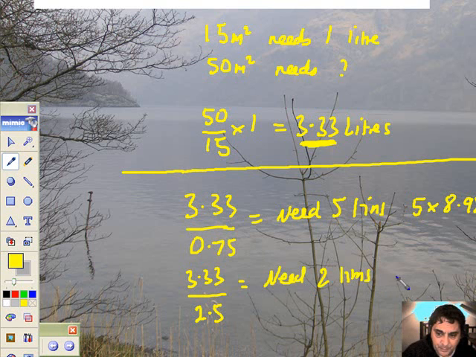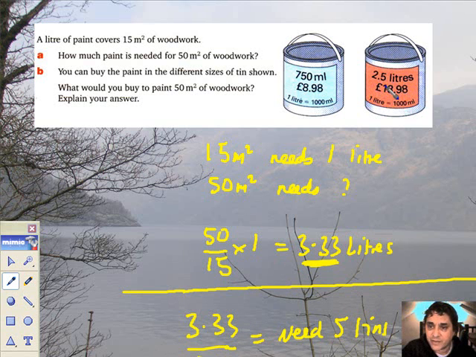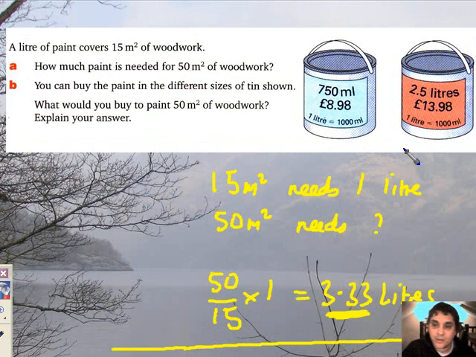I need 2 tins of the big one, so therefore, that's the phone, I have to ignore that, I've got 2 lots of £13.98. I better put it down here because I'm probably down here in this video in the corner. So 2 times £13.98 is going to cost me only £27.96, and therefore we need to buy 2 tins of the 2.5 litre version and not 5 tins of the 0.75 litre version. It's a lot cheaper to buy the bigger tin. Alright, and that's the end of that.